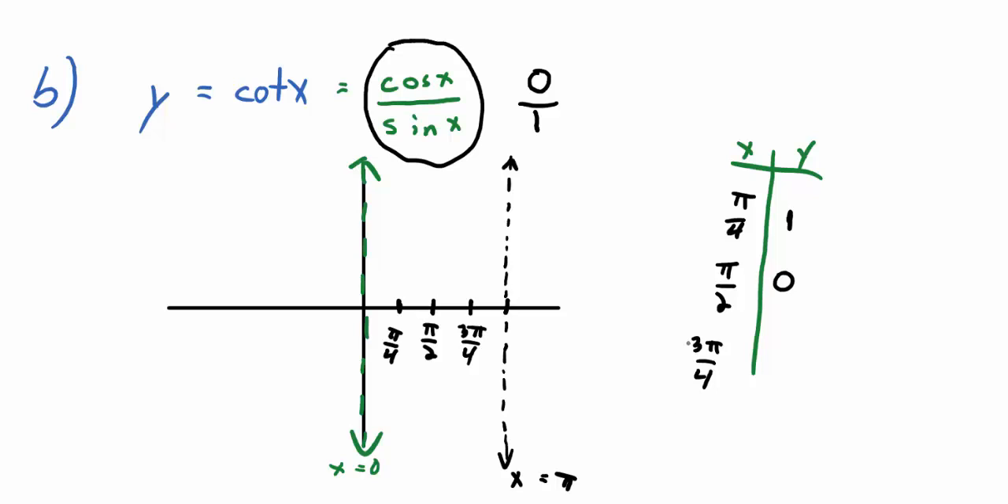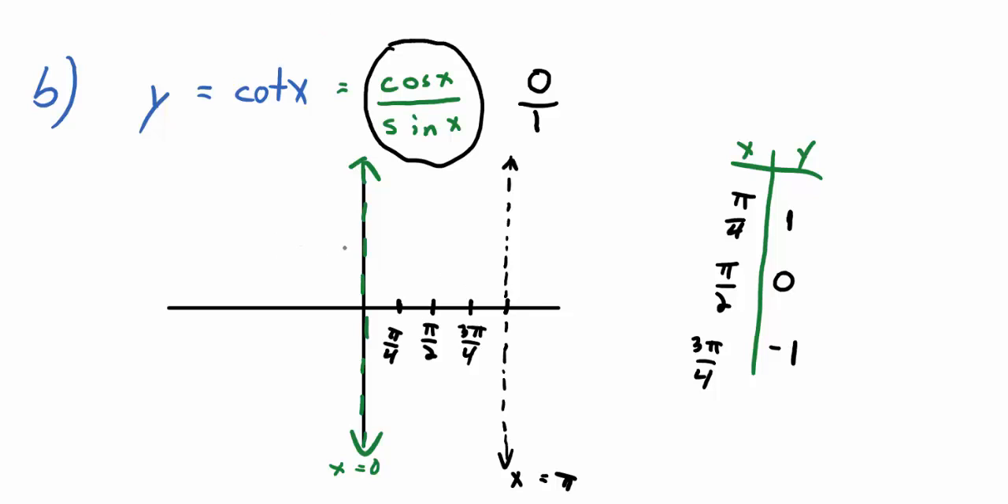What about the cotangent of 3 pi over 4? It's going to turn out to be -1. Okay? And you can always verify that. If you know your cosines and sines, you can always verify that by plugging into cosine x over sine x. Well, now, once you know that, it's not that hard to plot.